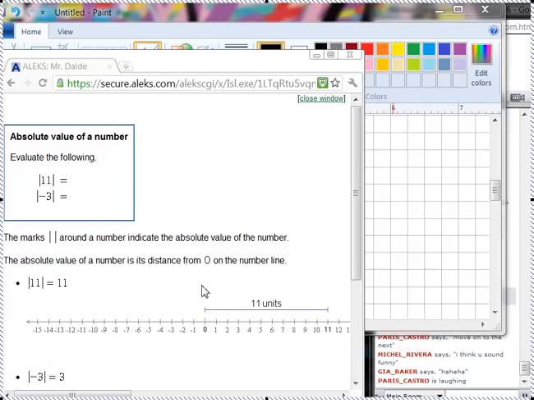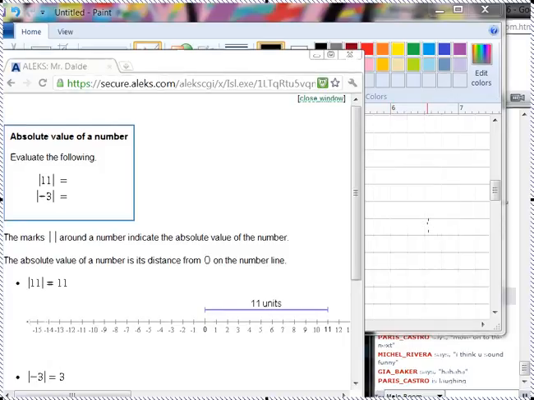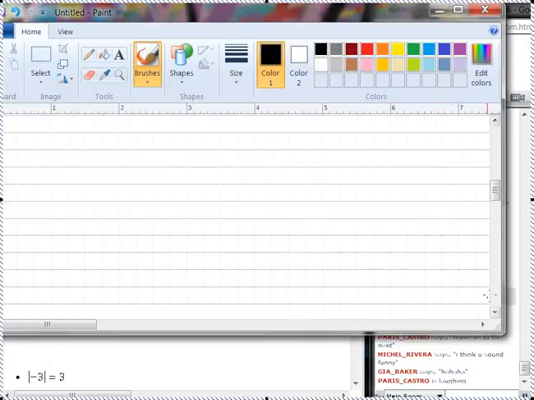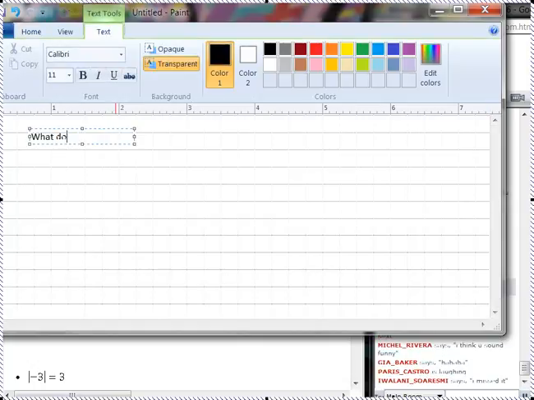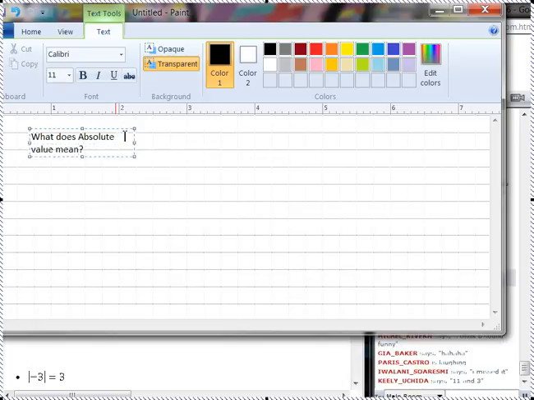What is the absolute value of a number? When I tell you the word absolute value, what do you think? I want you to tell me. Absolute value. What does absolute value mean? Have you seen it before? And what do you do when you see an absolute value?